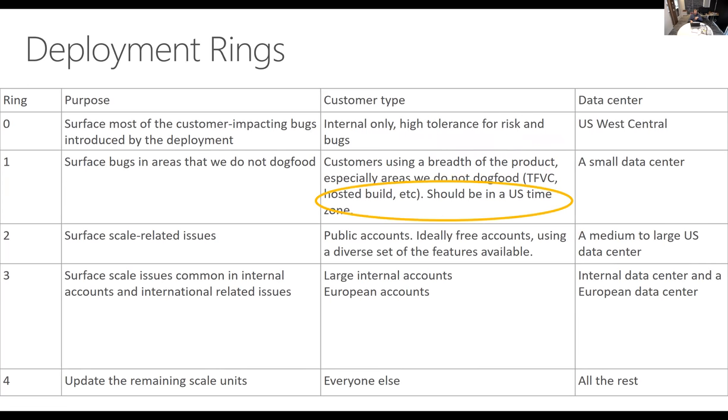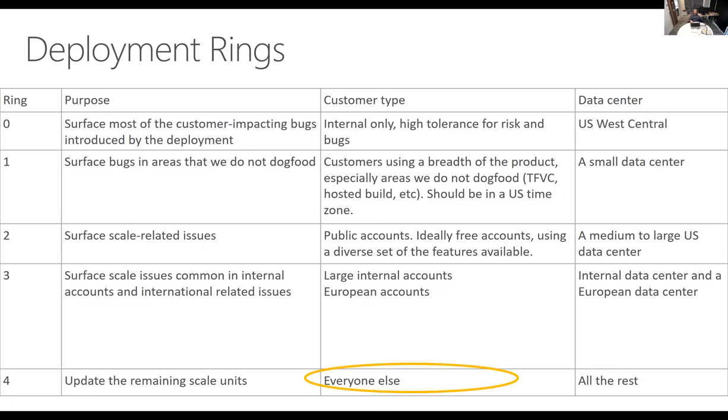And it should be a very small customer set. Then in ring two, we expand out to a medium to large instance, again in the US, but a larger set of customers and a larger scaled instance. And then we go to very large and then gradually to everyone else. And the idea is that through each ring, you validate and you find issues.